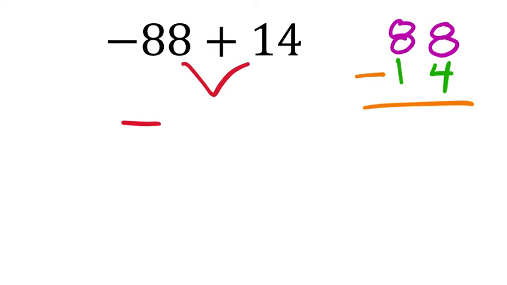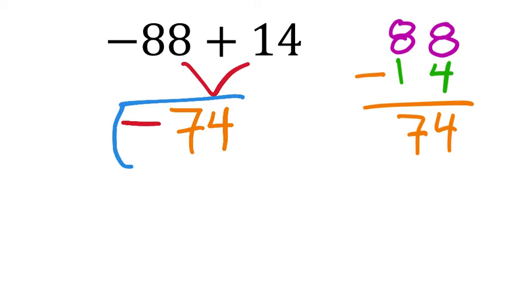In the ones place value, 8 minus 4 is 4. In the tens place value, 8 minus 1 is 7. No borrowing necessary here, which is pretty convenient. That's it.